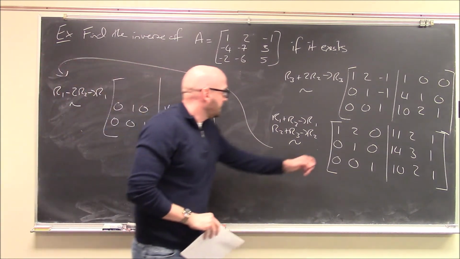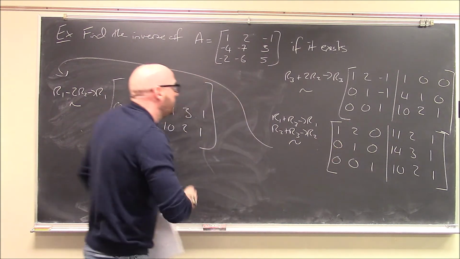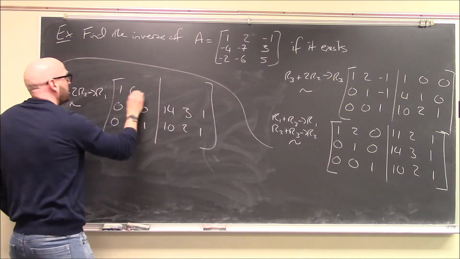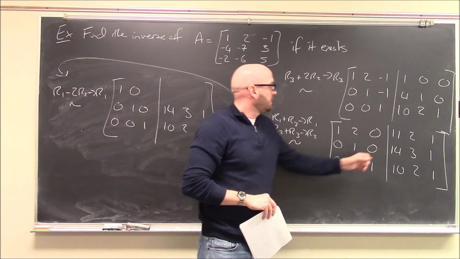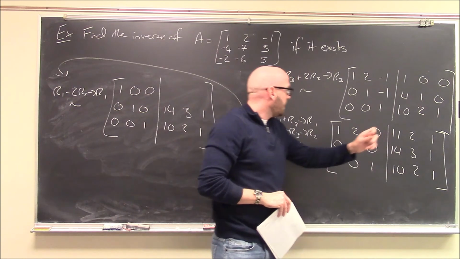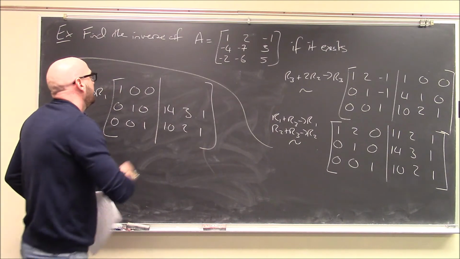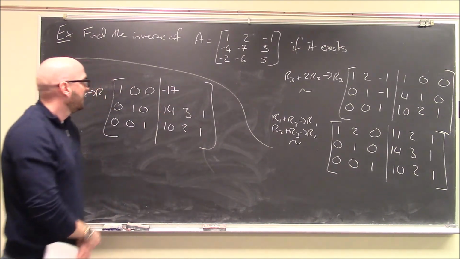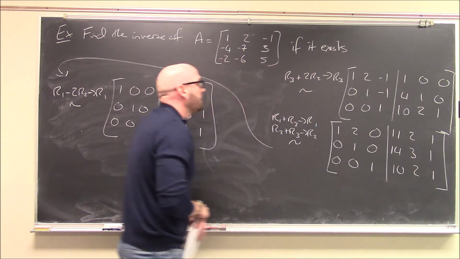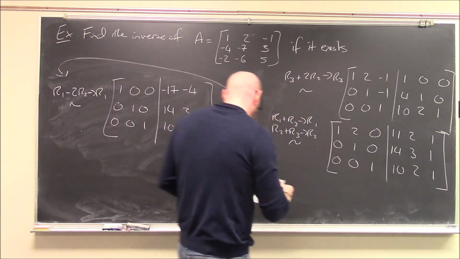And okay, so we're subtracting 2 times row 2 from row 1. 1 minus 2 times 0, 1. 2 minus 2 times 1, 0, just as I wanted. 0 times 2, minus 2 times 0 is 0. 11 minus 2 times 14, that's 11 minus 28 is negative 17. And 2 minus 2 times 3, 2 minus 6 is minus 4. And 1 minus 2 times 1 is negative 1.